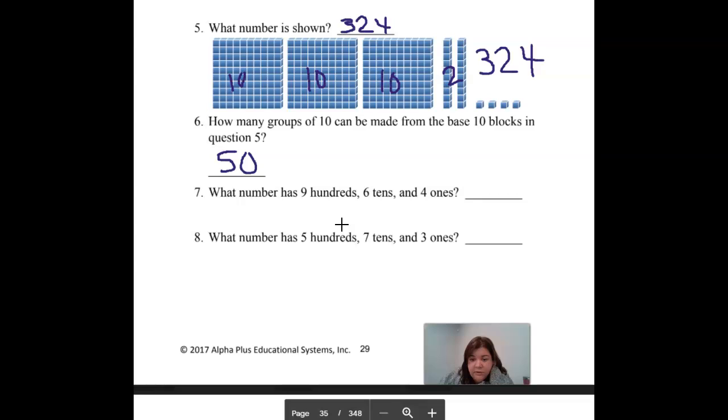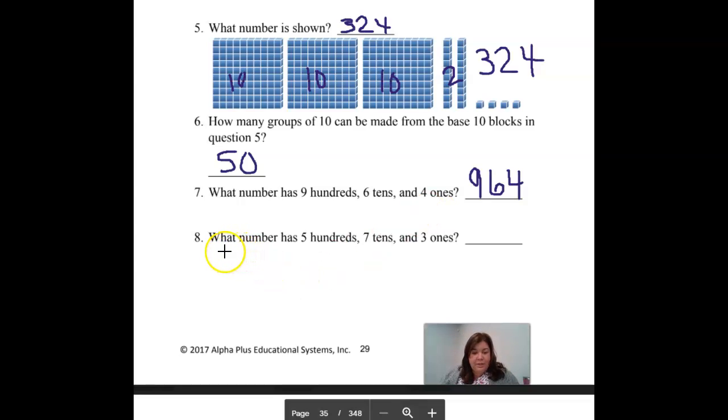What do you think? Pause the video and write your answer down, and then come back and check it. Okay, did you get 964? If you did, that's correct. You just put the numbers in order from left to right here, okay?